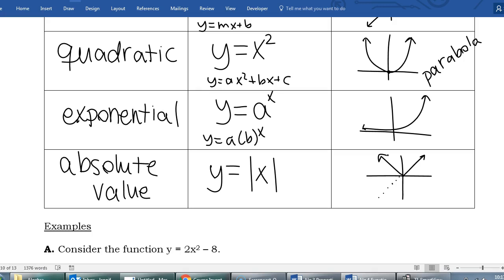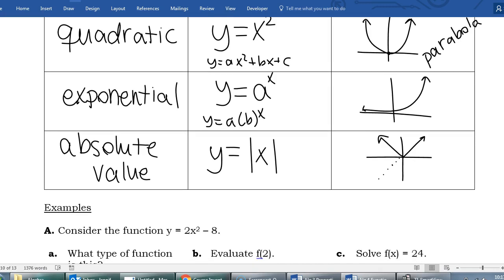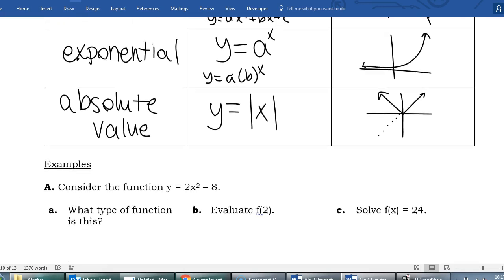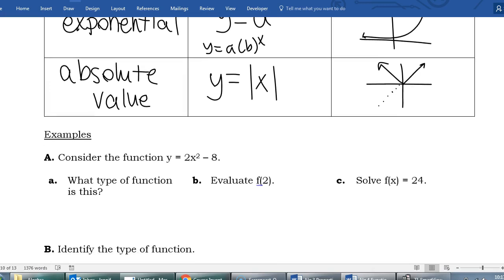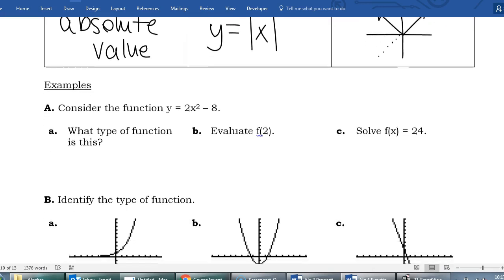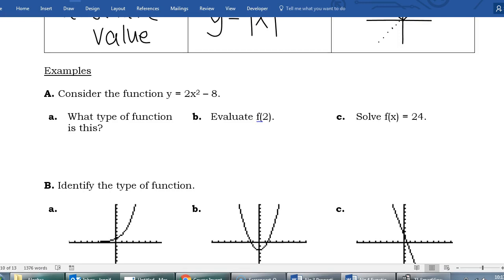It's a V-shaped graph. It's the same as y equals x in the positives, but the negatives flip to positive because we're talking about distance rather than direction. Usually we don't talk about negative distance because whether I'm walking forwards or backwards, I'm still walking. They're all positive. So anyway, those are the 4 different functions, and in this section we're just going to talk about identifying them and maybe doing a little bit of evaluating. Each chapter moving forward is going to focus on those functions specifically, so we're not going to get too deep, just identifying and a little evaluating.